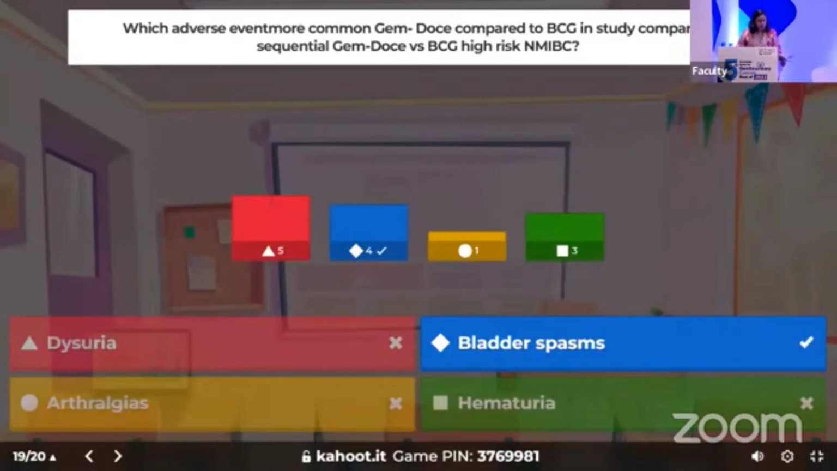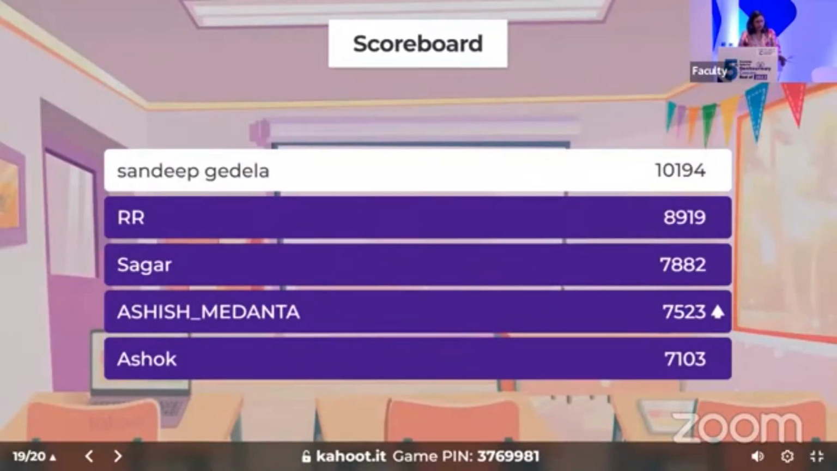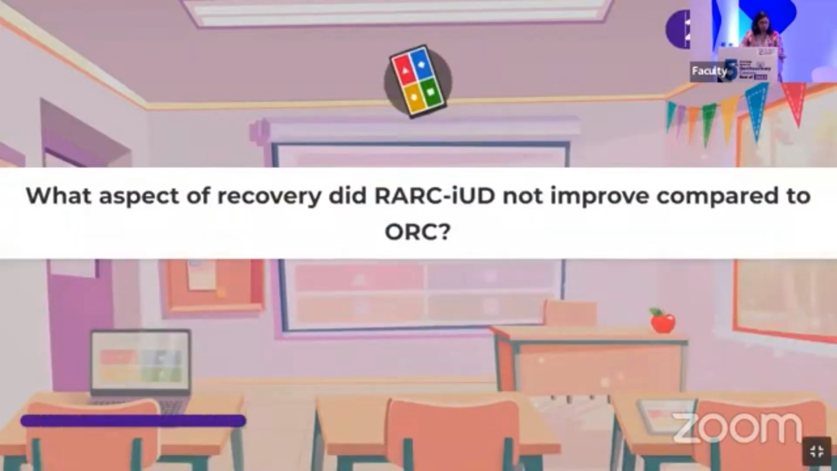So bladder spasms are more common in the gem-doce group as compared to the BCG group, and 4 have got it right. So look at the scores, and now it's the last question for the quiz for today. Sandeep is in the lead, followed by RR. He is a close second, and third is Sagar. So question number 20, and then we have the final scores.